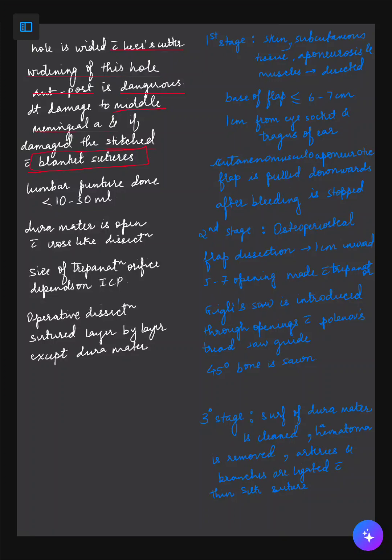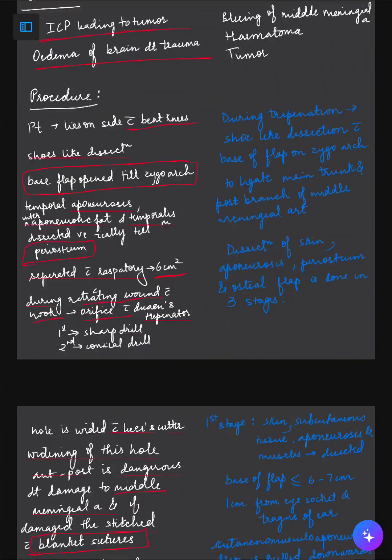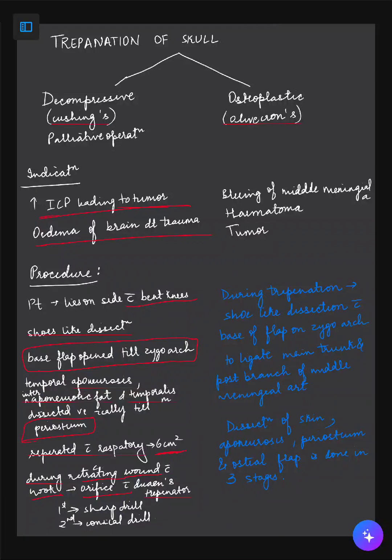Now, first we should do the lumbar puncture, which should not exceed more than 10 to 30 ml. After doing the lumbar puncture, the dura mater is opened with cross-shaped dissection. Now, the size of trepanation orifice depends on the intracranial pressure. Now, after doing all these things, operative dissection is sutured by layer, except the dura mater, which is not sutured. Now, this is decompressive trepanation.